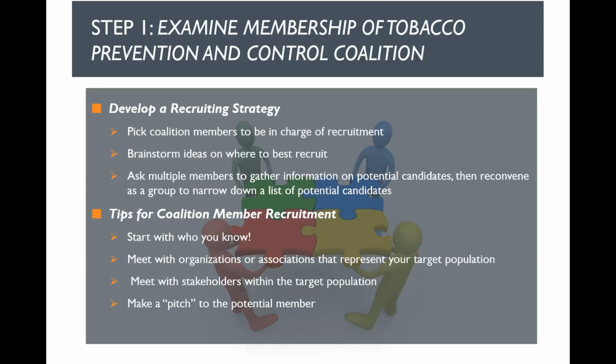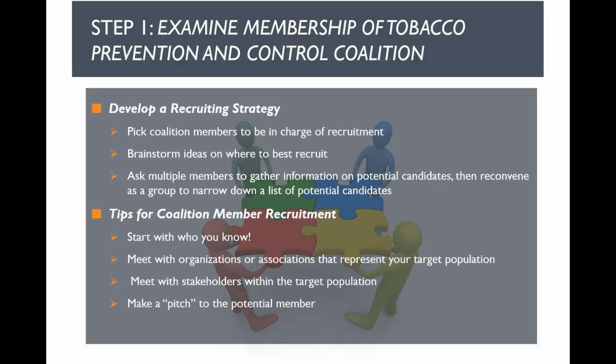First, start with who you know. Some coalition members, through their professional or personal networks, may have ties to the target population or know someone who does. Holding informal conversations may immediately lead to a short list of candidates or result in referrals to people or organizations who can offer more insight on potential coalition members.